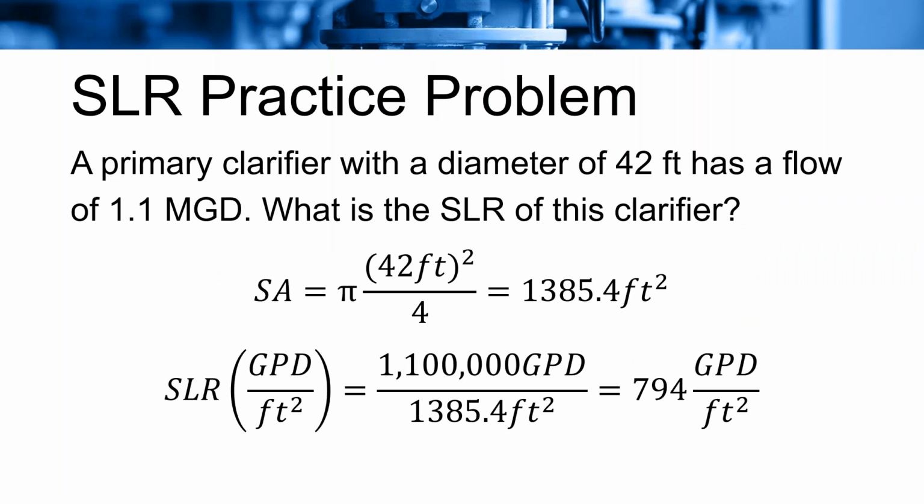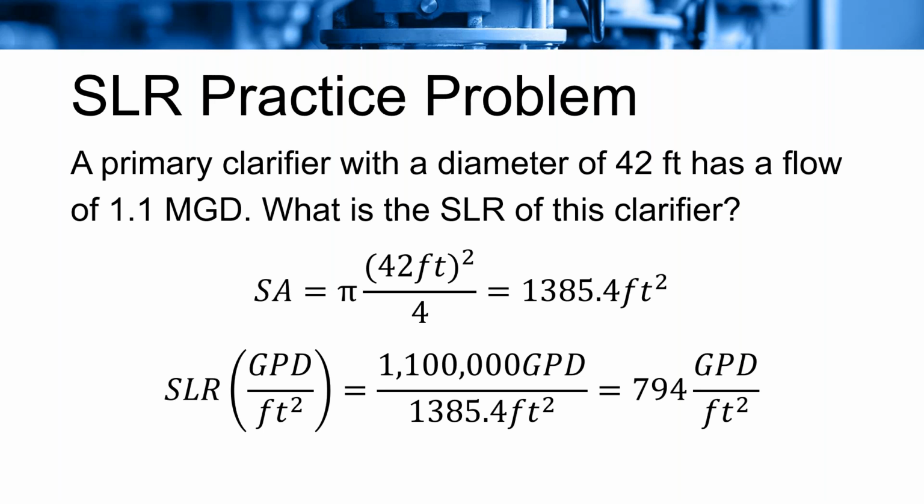So the first thing that we have to do is to find our surface area. And so that's pretty straightforward. We just plug that into our surface area equation, which is going to be pi times 42 feet squared, and we divide that by 4, which results in 1,385.4 feet squared. We plug that into our surface loading rate equation.